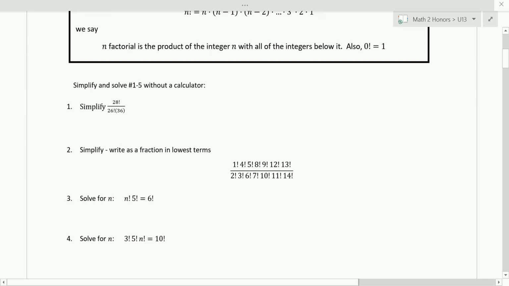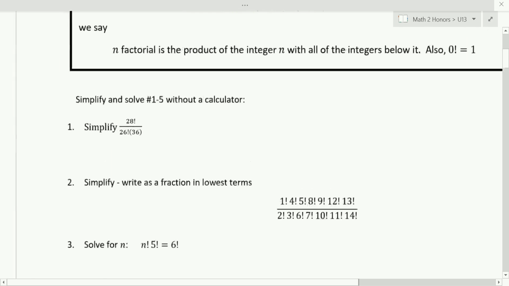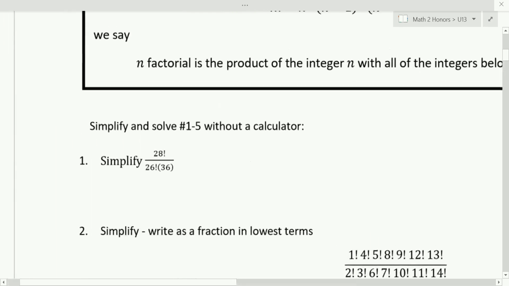I'm going to do number 1 with you. Number 1, we have 28 factorial over 26 factorial times 36. And I want you to do as much of this without a calculator. So this one right here, try to do without a calculator, if you can. Now, when the numbers get really big, then don't do them. But with fractions, we can reduce, right?